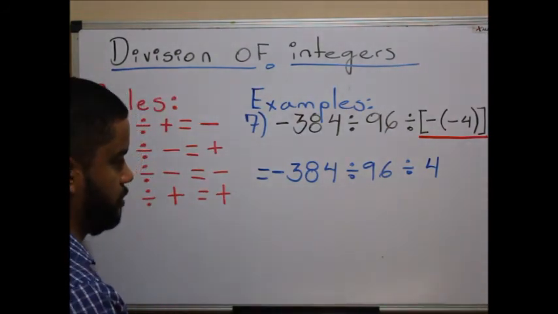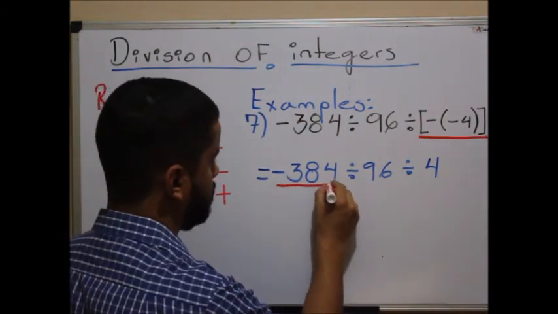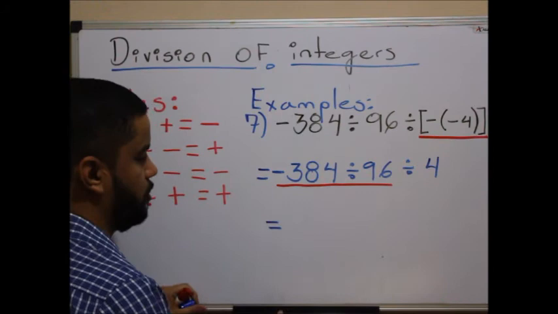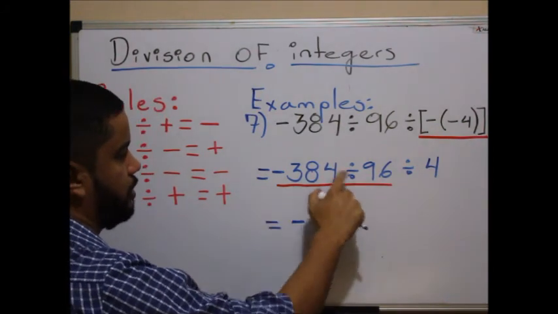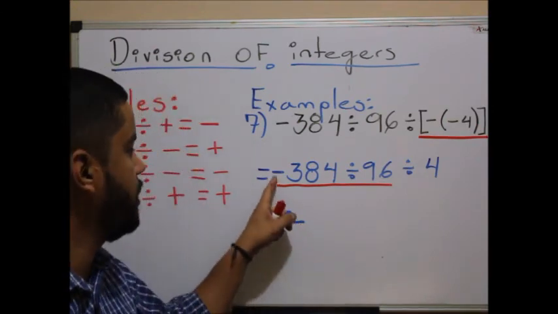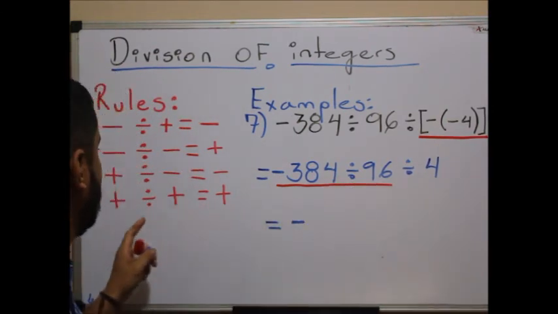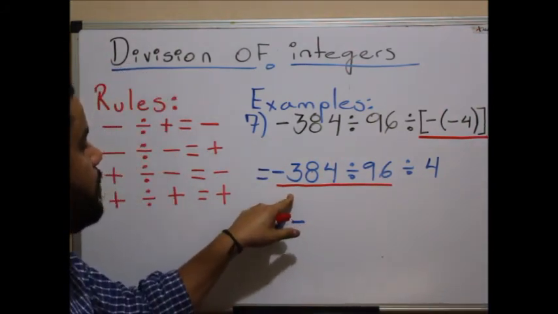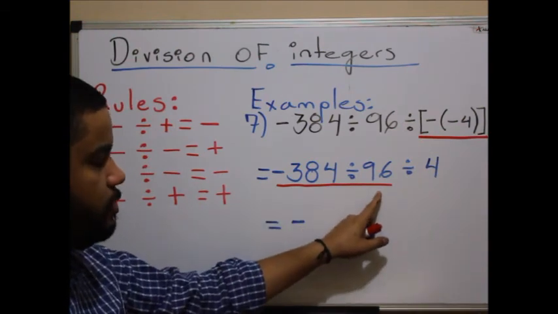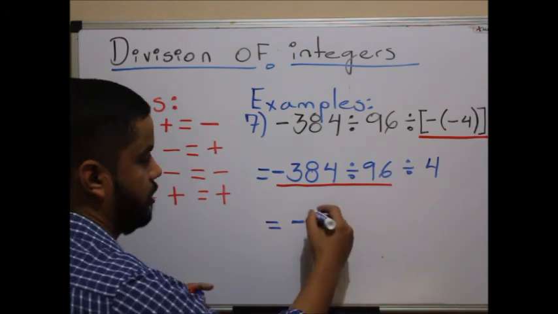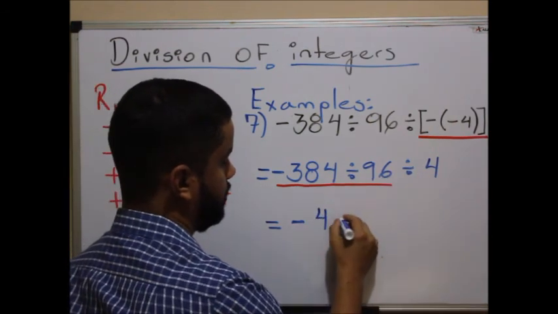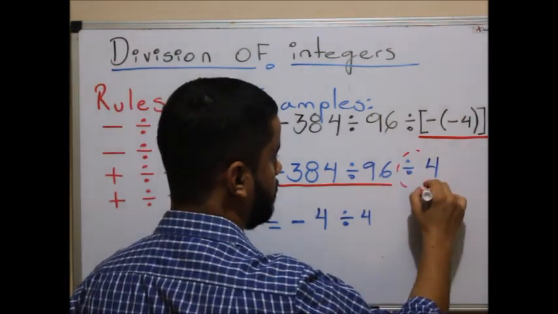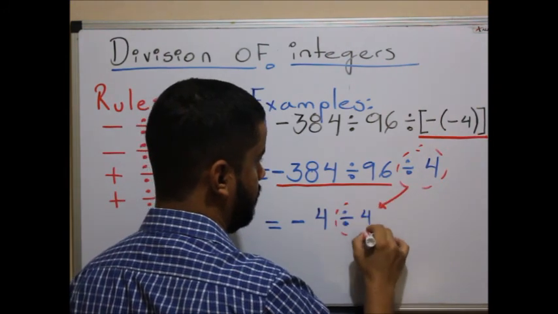Now what we're going to do, we're going to start solving this first division, and we're going to say that our solution from that division will be negative. Why? Because we're having there different sign. We're having here a negative divided by a positive, and remember, a negative divided by a positive is equal to a negative. So 384 divided by 96 will be equal to 4. And then we just write down the second 4. Yes, we take this number and we send it down here.